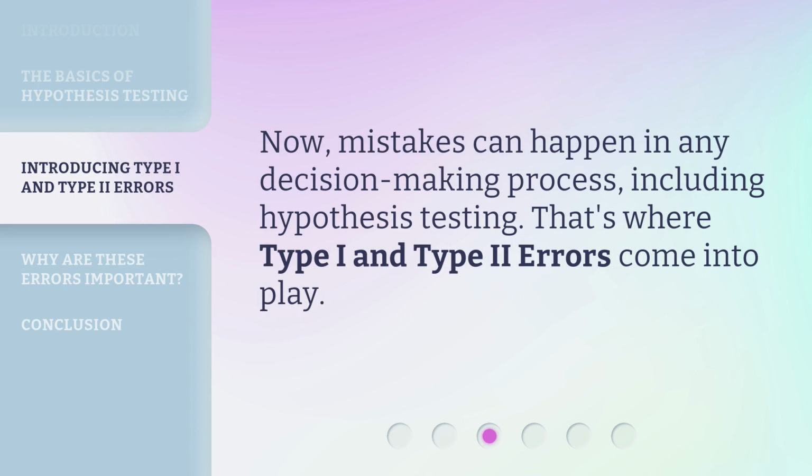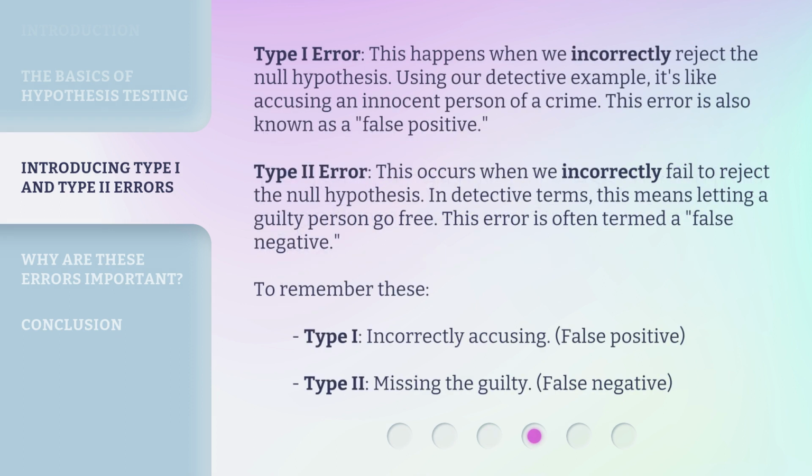Now, mistakes can happen in any decision-making process, including hypothesis testing. That's where Type 1 and Type 2 errors come into play. Type 1 error. This happens when we incorrectly reject the null hypothesis. Using our detective example, it's like accusing an innocent person of a crime. This error is also known as a false positive.